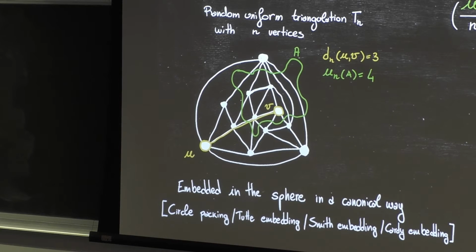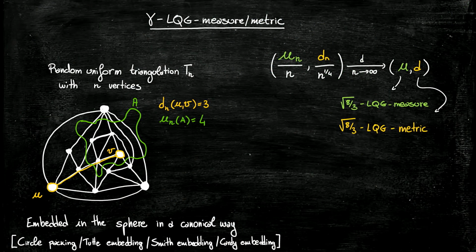And then one can prove that rescaling the measure by a factor 1 over n, and rescaling the distance by a factor 1 over n to the 1/4, you converge in distribution when n tends to infinity to a random measure and a random metric on the sphere. And the random measure is called the square root of 8/3 Liouville quantum gravity measure. And the limiting metric is called this LQG metric.